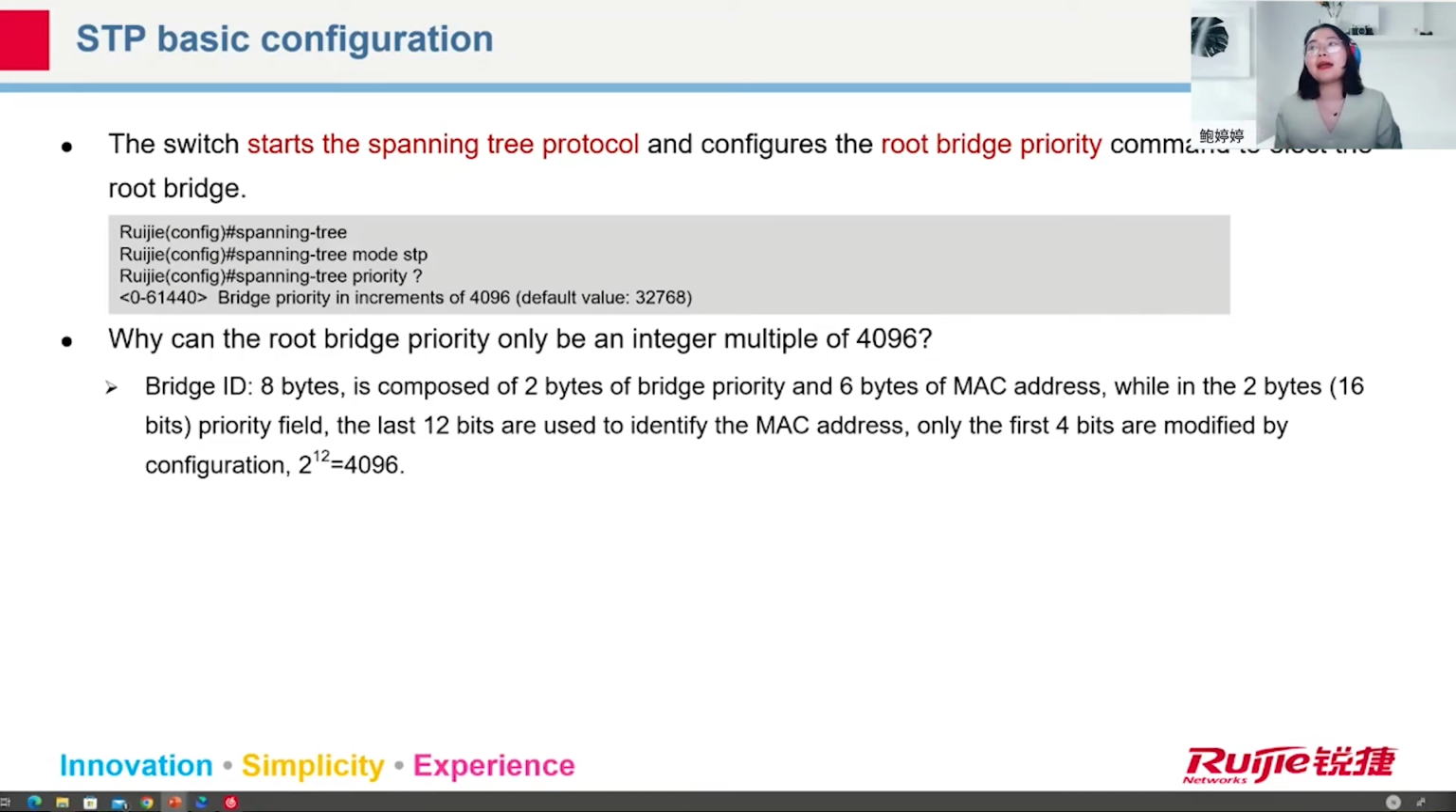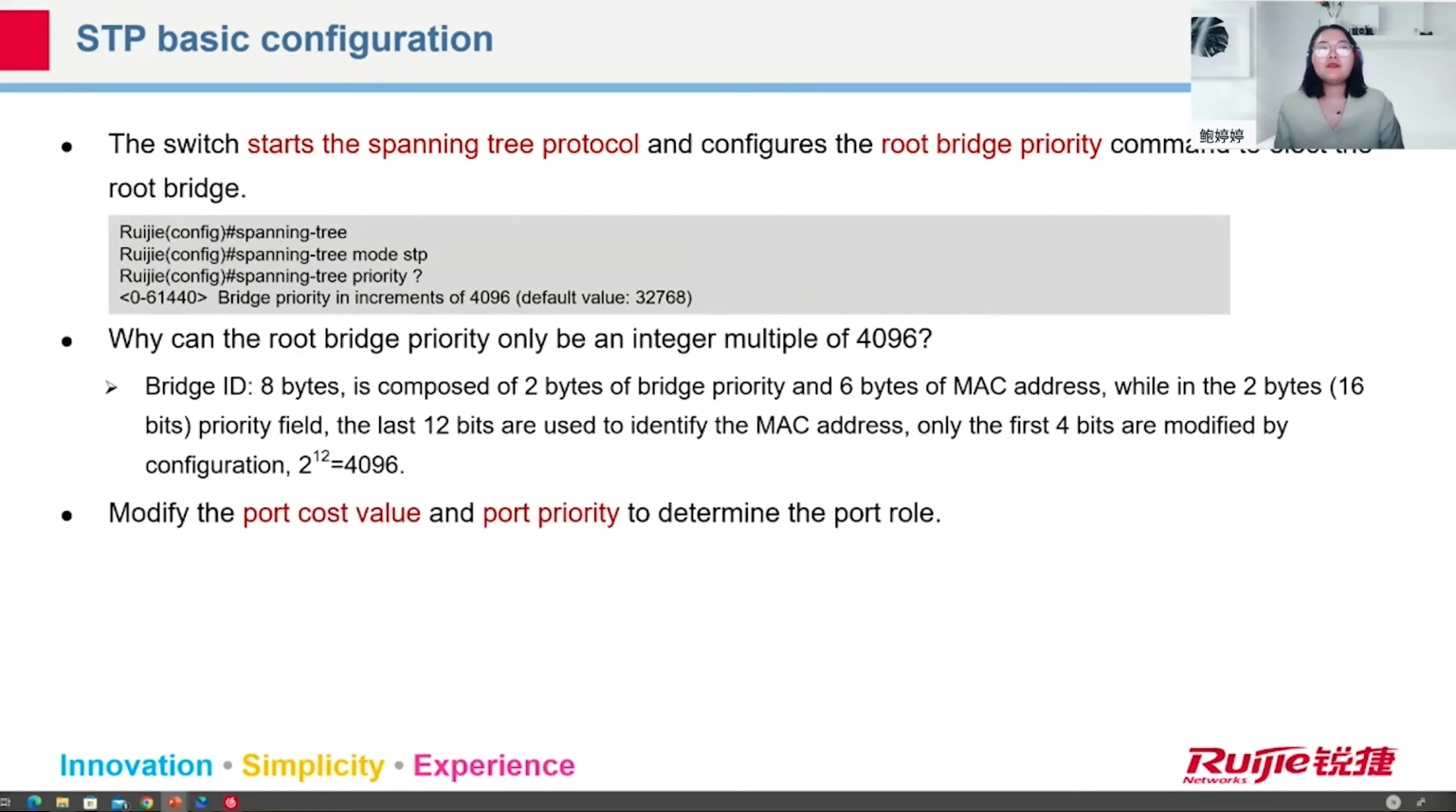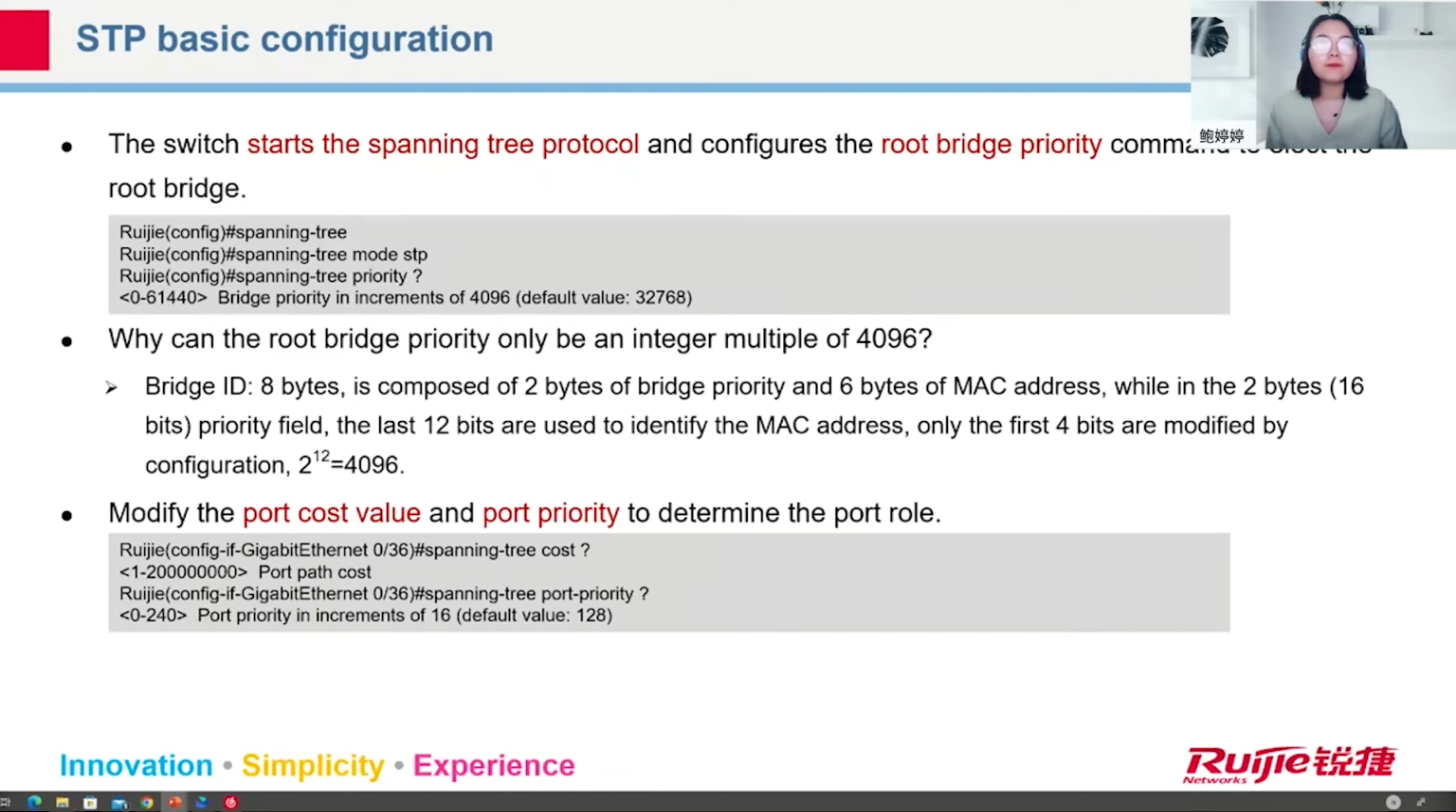Because lots of bits belong to the MAC address. Okay, 2 to the power of 12 is 4096. And another one, you also can modify the port cost value and the port priority to determine the role. For example, I think the bandwidth of this interface is better, but according to the principle, finally the interface will be blocked. In this scenario, you can directly change the cost value or maybe change the port priority to change the result. And the key command is here.